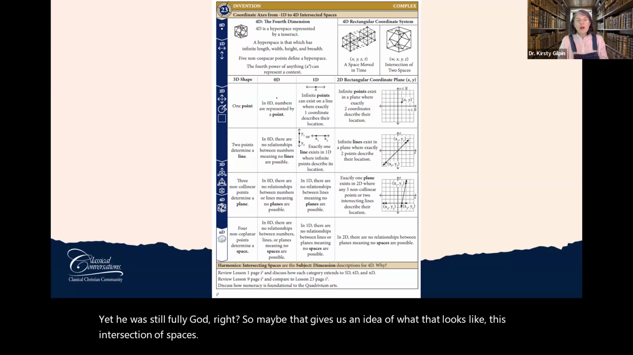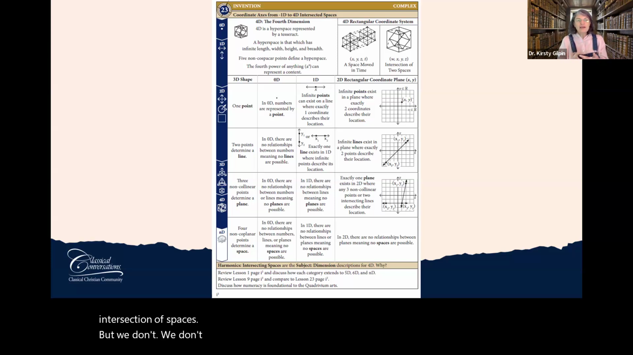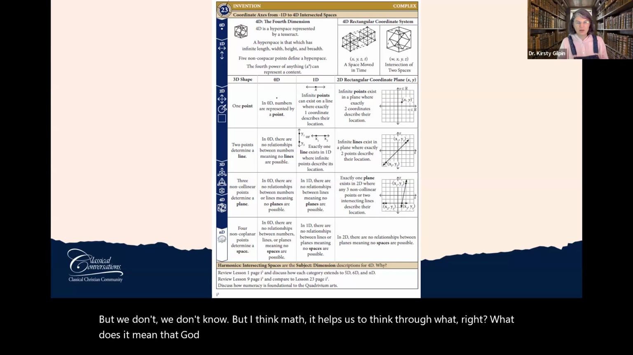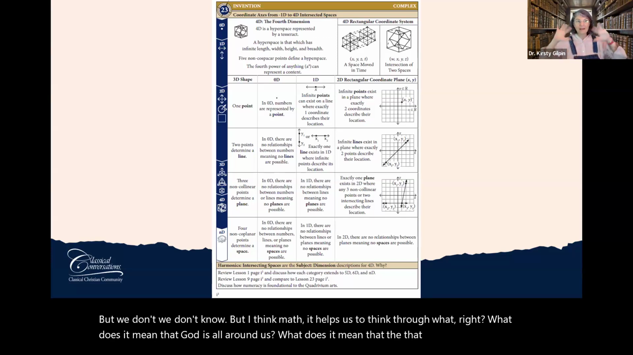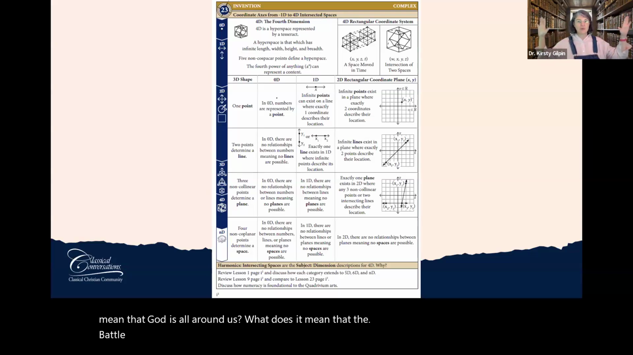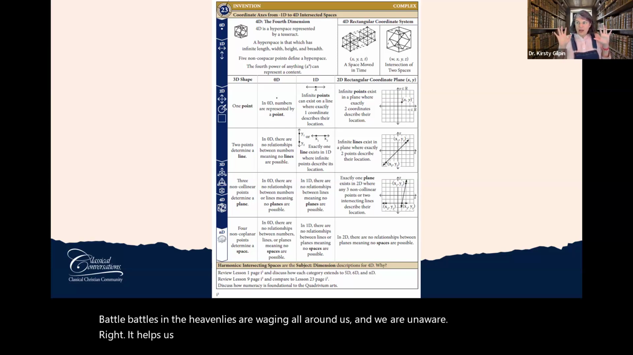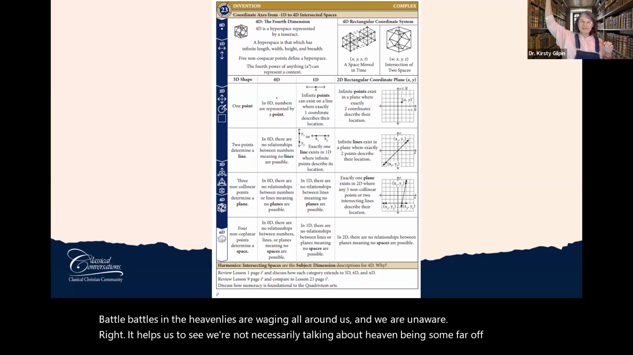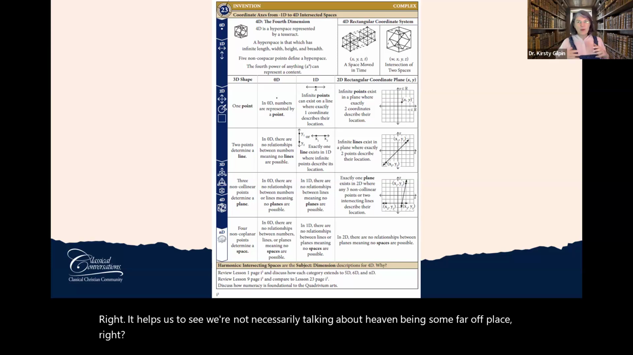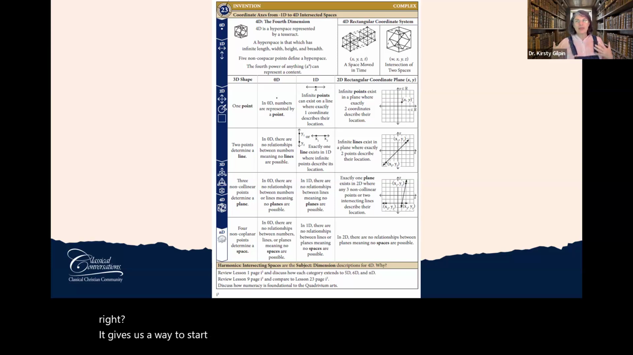But we don't know. But I think math helps us to think through what does it mean that God is all around us? What does it mean that the battles in the heavenlies are waging all around us and we're unaware? It helps us to see we're not necessarily talking about heaven being some far off place. It gives us a way to start to interact with that and think through.